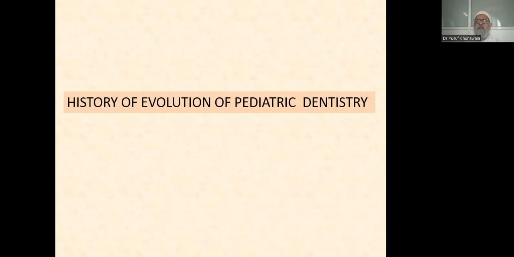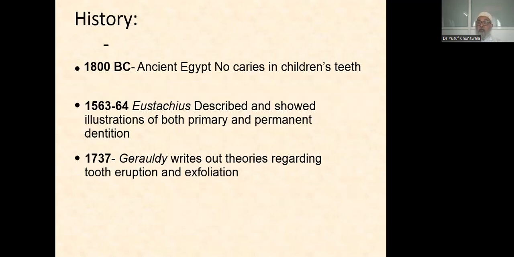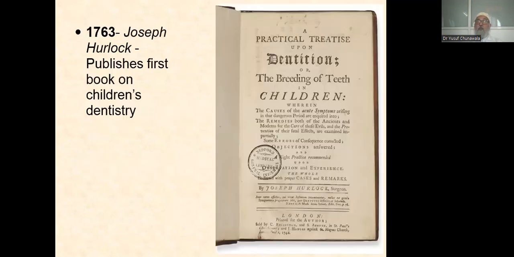Now we'll go a little bit into the history of evolution of pediatric dentistry. Records in history show that in ancient Egypt, no caries was found in children's teeth. Around the years 1560, Eustachius described and showed illustrations of both permanent and primary dentition, and Geraldi wrote out theories regarding tooth eruption and exfoliation. Joseph Hurlock published the first book on children's dentistry.